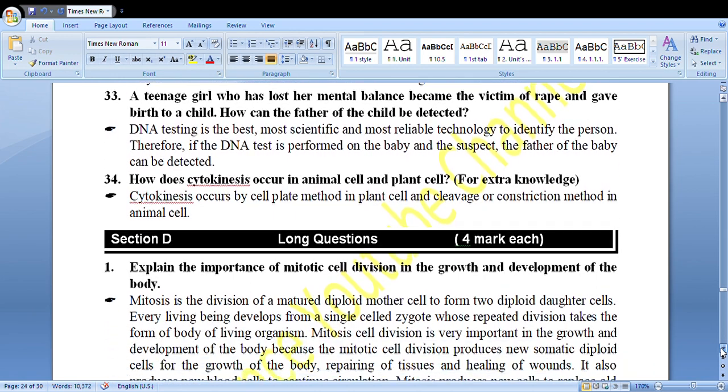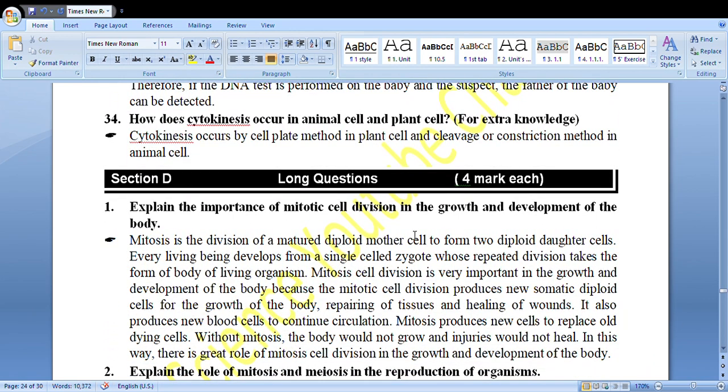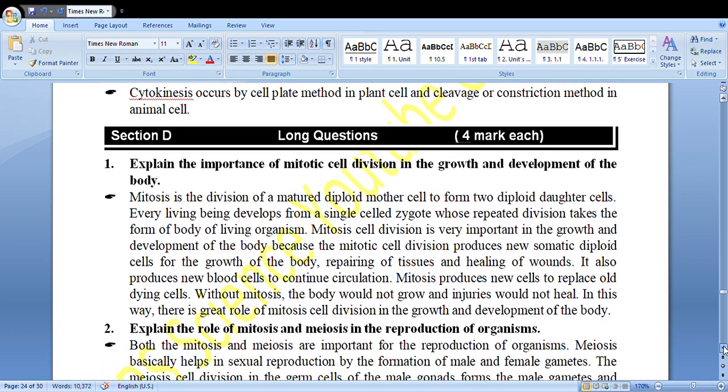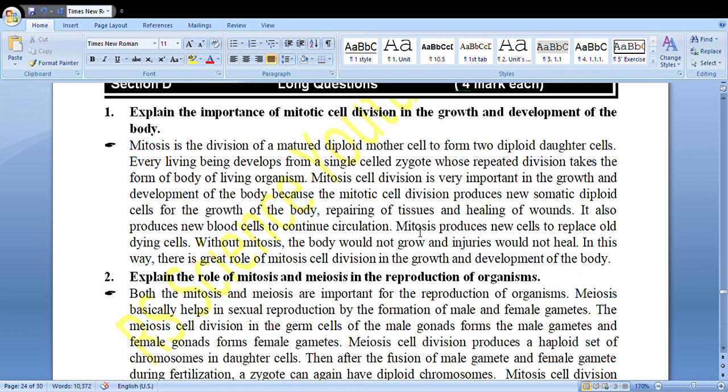Now time for Section D. It has been a long time. Let's go a little bit faster. Section D, long question, is carrying: explain the importance of mitosis cell division in the growth and development of the body. So mitosis cell division has the following importances. So here is the importance. You can learn yourself. Everything is written clearly here.